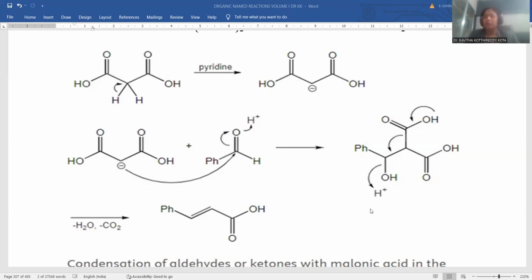Subsequently, this hydroxyl group is totally departed by protonation followed by dehydration. So this is the way decarboxylation and dehydration take place, giving rise to an alpha beta unsaturated carboxylic acid. The entire mechanism is represented in a good manner. Hopefully it is giving clear information regarding the Doebner modification named reaction.